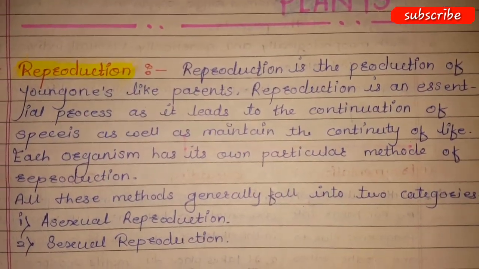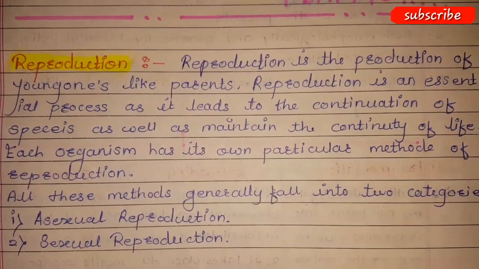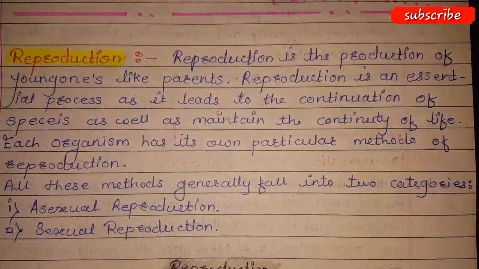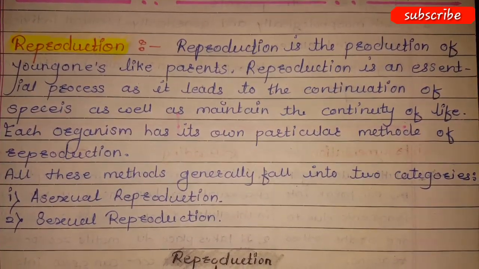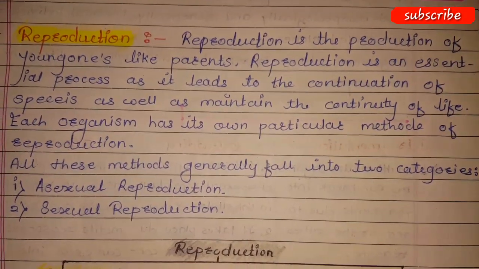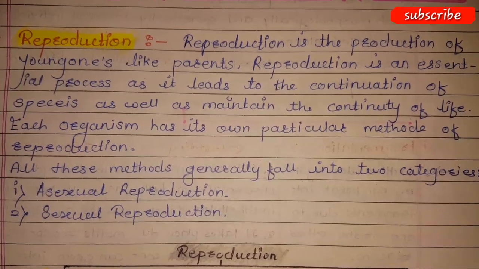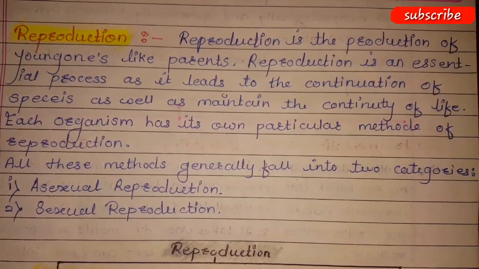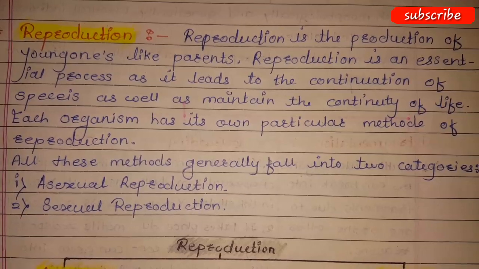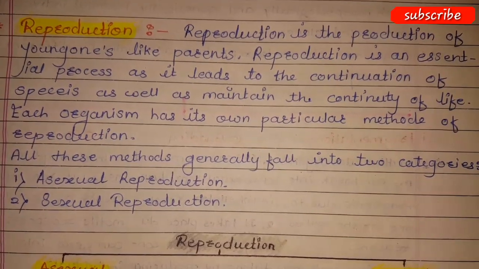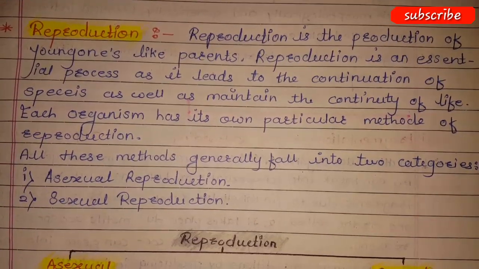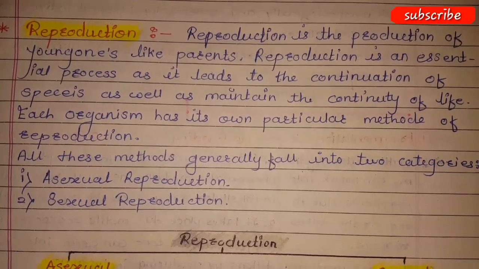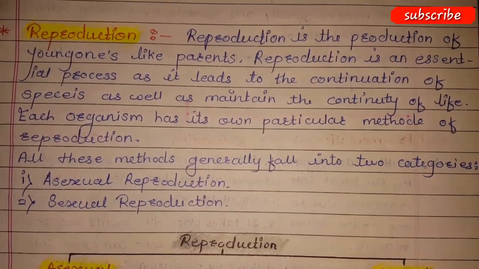Reproduction is the production of young ones like parents. Reproduction is an essential process as it leads to the continuation of species as well as maintains the continuity of life. Each organism has its own particular method of reproduction. All these methods generally fall into two categories. First, asexual reproduction and second, sexual reproduction.